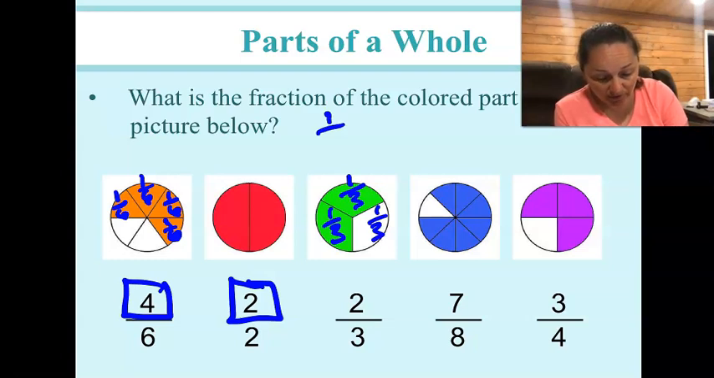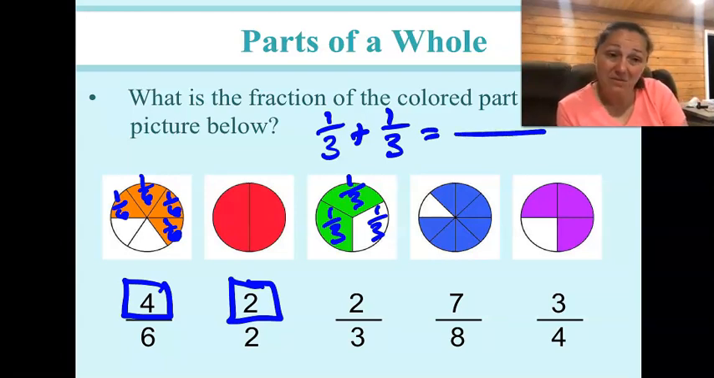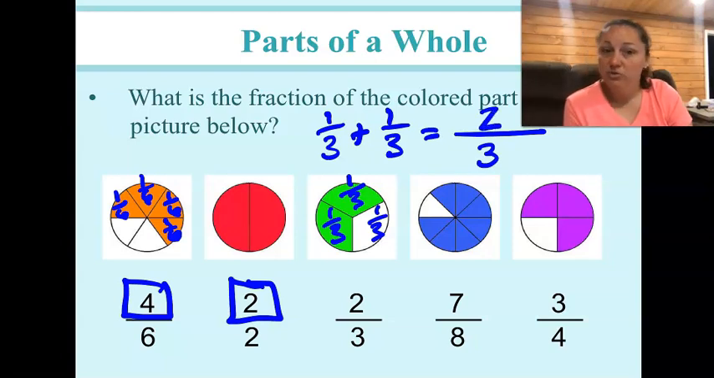So 1/3 plus 1/3 equals, oh, did you notice the bottom numbers stay the same? When I'm adding fractions, my bottom number stays the same. I just add across the top. And it's just like counting your pieces. So 1 plus 1 is 2, 2/3. Oh, so you can add fractions.